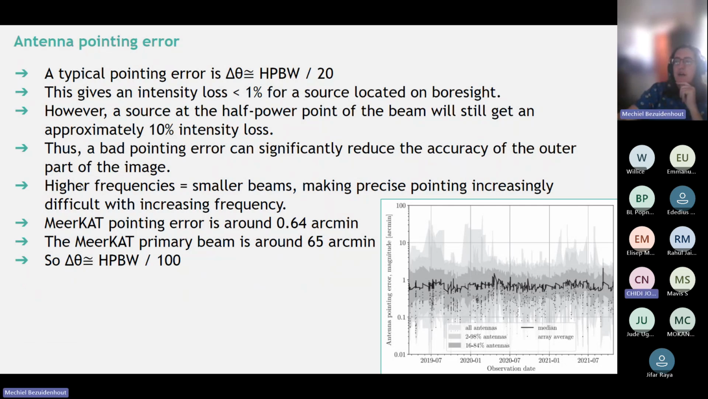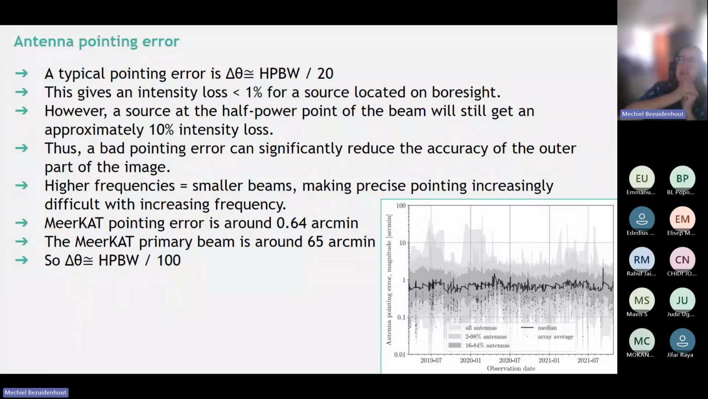Another effect is that at higher frequencies, the beams get smaller, right? It's lambda over d, which means that the higher the frequency you're observing at, the more difficult it is to get precise pointing.